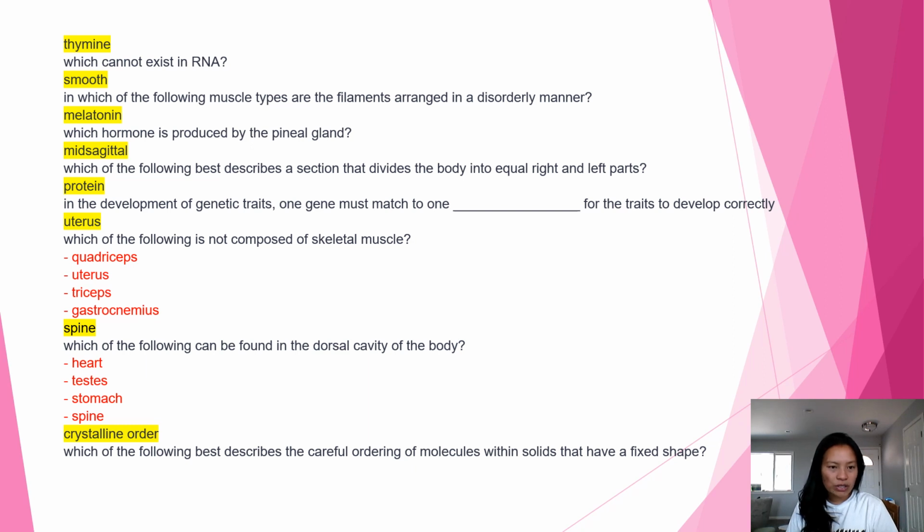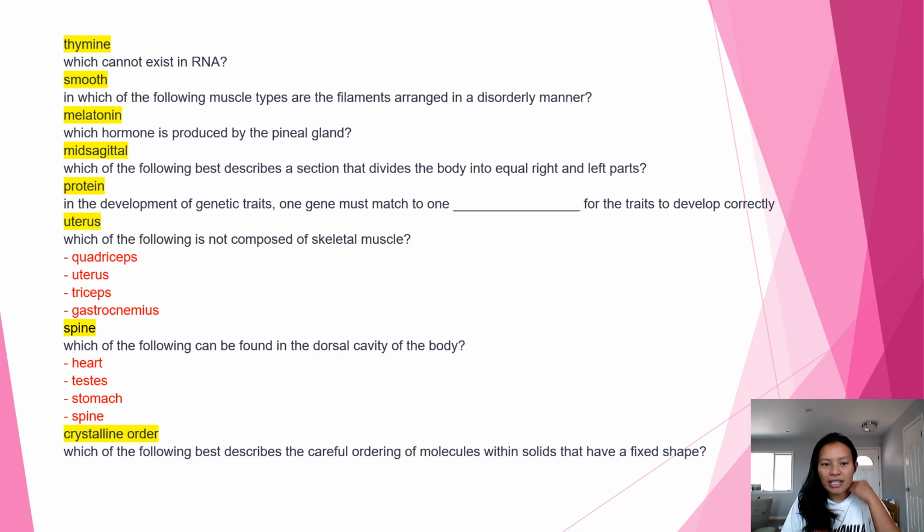Okay, next question. Which hormone is produced by the pineal gland? Melatonin. I used to read this as pineal, but I heard one of my biology teachers read this as pineal, so that's how I pronounce it. Okay, which of the following best describes a section that divides the body into equal right and left parts? The answer is mid-sagittal. So when you do like this, the left and right parts are called the mid-sagittal portion.